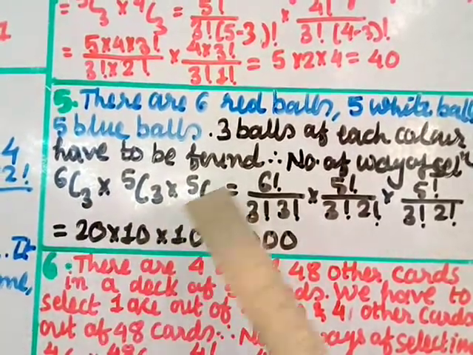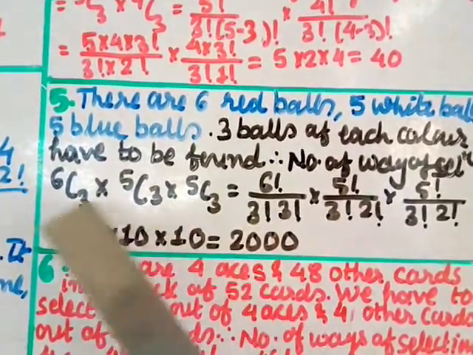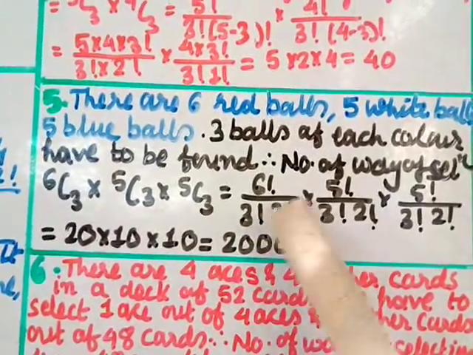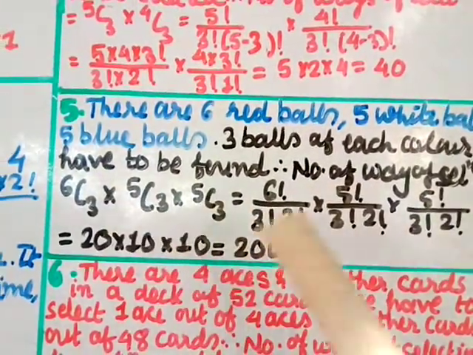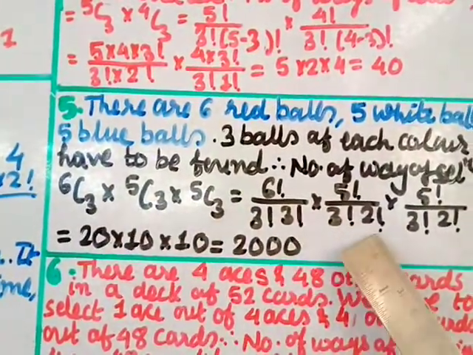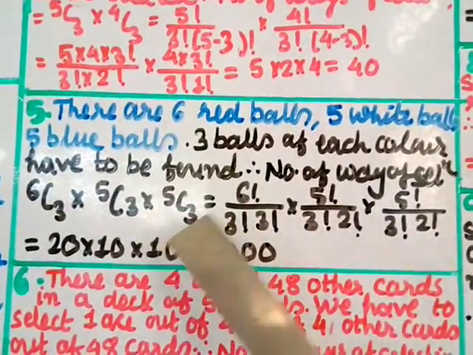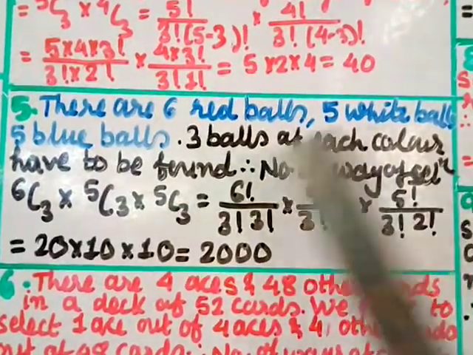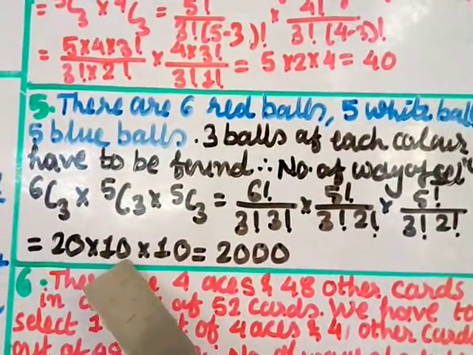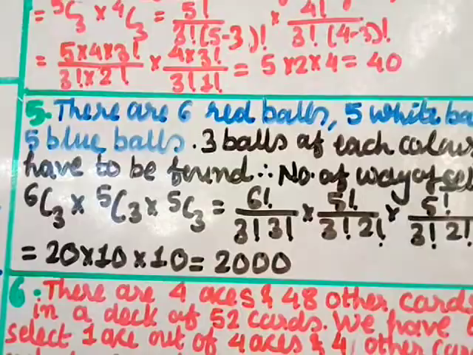This by formula it is 6 factorial divided by 3 factorial into (6 minus 3), that is 3 factorial, into 5 factorial divided by 3 factorial into (5 minus 3), that is 2 factorial, into, for this 5 factorial divided by 3 factorial into (5 minus 3), that is 2 factorial. If you simplify, what you get is 20 into 10, which gives you 2000.